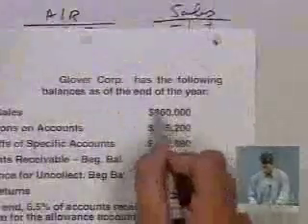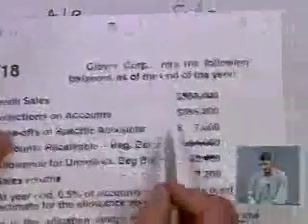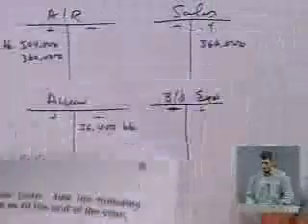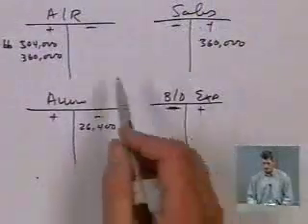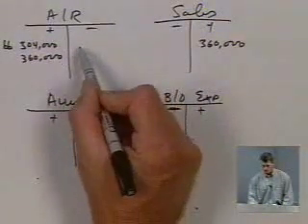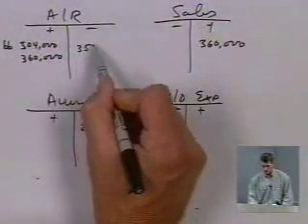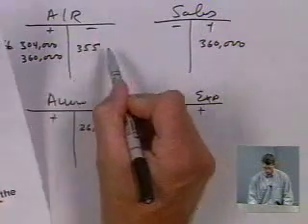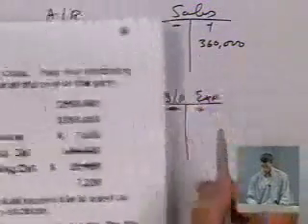And we'll cross that off. Collections on account, 355,200. So collections on account would be a debit to cash, that account's not up here, and a credit to accounts receivable for 355,200. And coming back here, I cross that off.